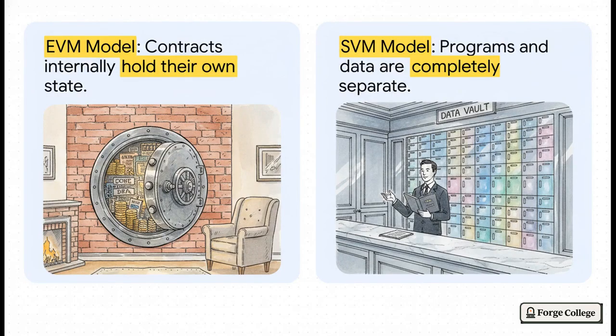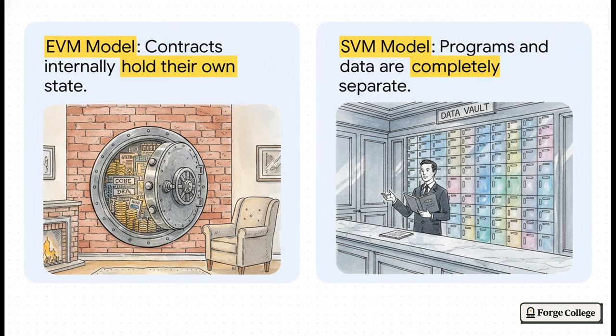Okay, let's dive into this. This is the fundamental difference that trips up, honestly, almost every single EVM developer when they first arrive on Solana. So in the EVM model, a smart contract is kind of like a house, right? And it has a safe built right into the living room wall. The code and the state, the actual data it holds, are bundled together under one single address. But in the SVM model, executable programs and data accounts are completely separate.